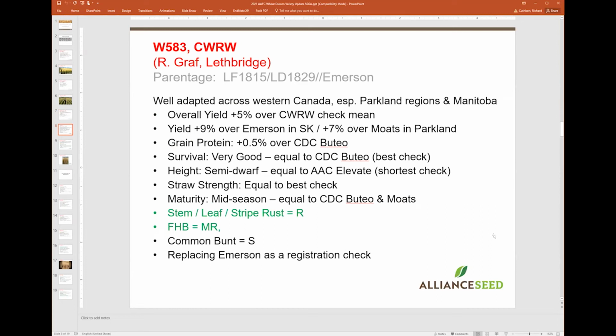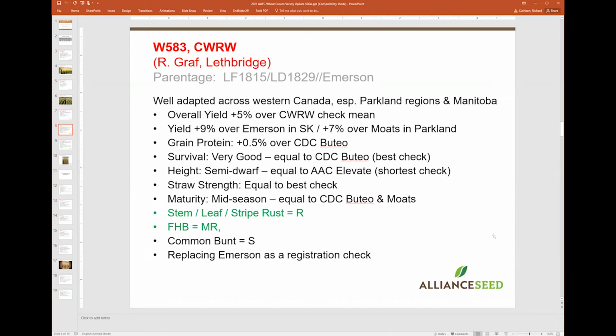W583 is a red winter wheat from Robert Graf in Lethbridge. The name is to be announced. I believe registration's underway. Rob's noted that it's well adapted across Western Canada, but especially in parkland regions and Manitoba. This is replacing Emerson as a check in the registration trials for the winter wheats.